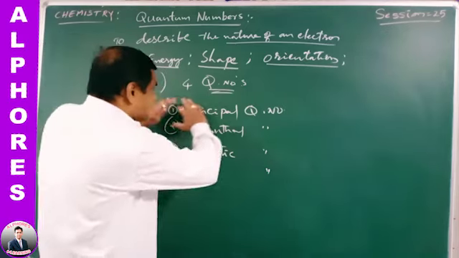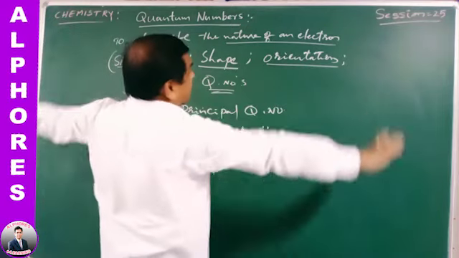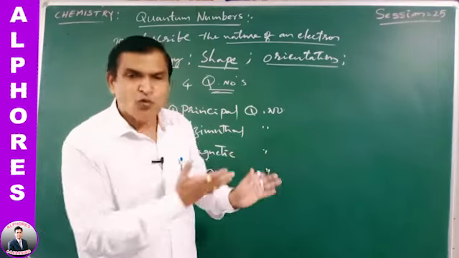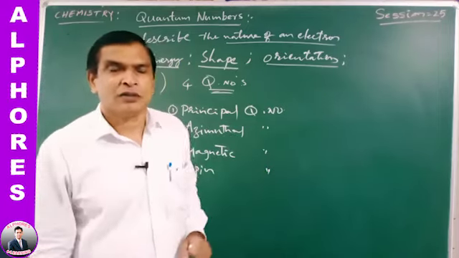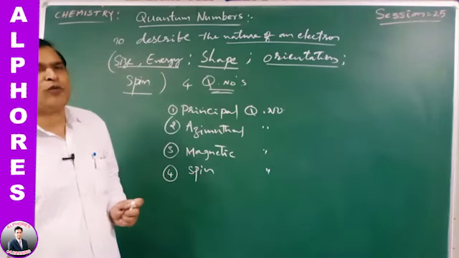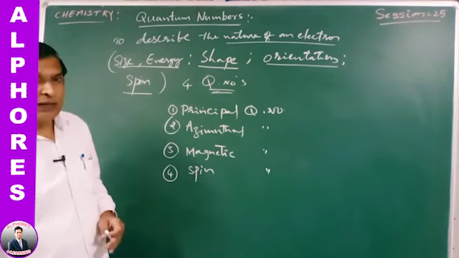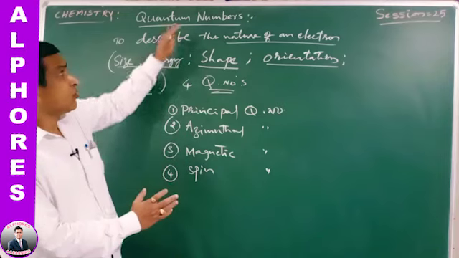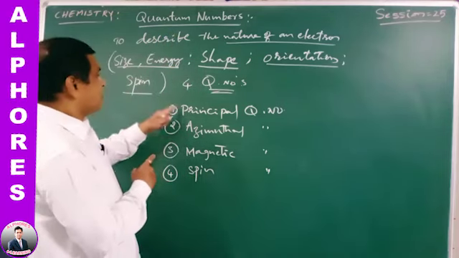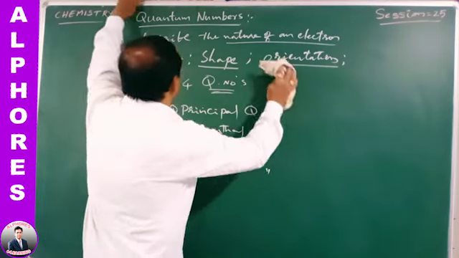So what is the significance of all the 4 quantum numbers? Very simple. To describe the nature of an electron in the atom, 4 quantum numbers are significant. What are they? Principal quantum number, azimuthal quantum number, magnetic quantum number and spin quantum number. That is the introduction to the quantum numbers. Let us take up one by one. First one is principal quantum number.